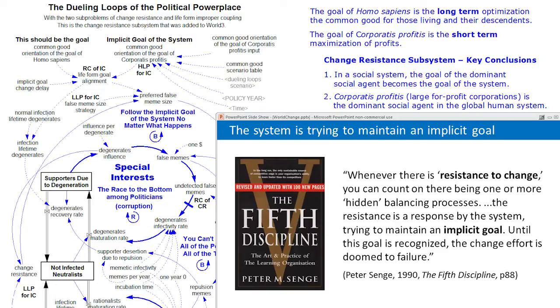Peter's hidden balancing process is this loop. The loop is trying to maintain an implicit goal. The goal is right here. Until this goal is recognized, our change efforts, our solutions, are doomed to failure. That's an important insight with deep implications. Now let's return to the model.